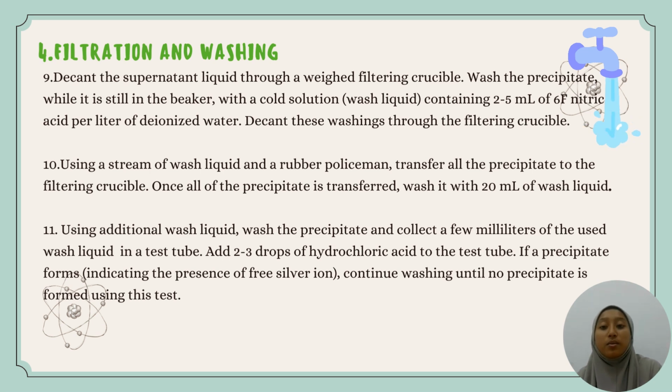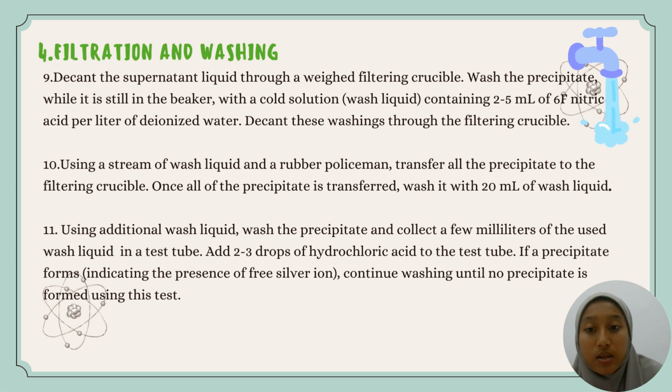Here, decant the supernatant liquid through a weighed filtering crucible and wash the precipitate while it is still in the beaker with a cold wash liquid containing 2 to 5 ml of 6 F nitric acid per liter of deionized water, and decant this washing through the filtering crucible. Then, using a stream of wash liquid and a rubber policeman, transfer all the precipitate to the filtering crucible, and once all of the precipitate is transferred, wash it with 20 ml of the wash liquid.